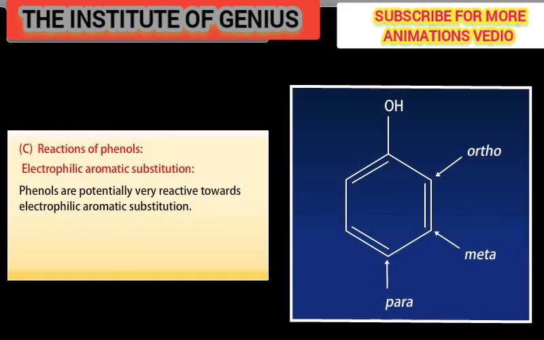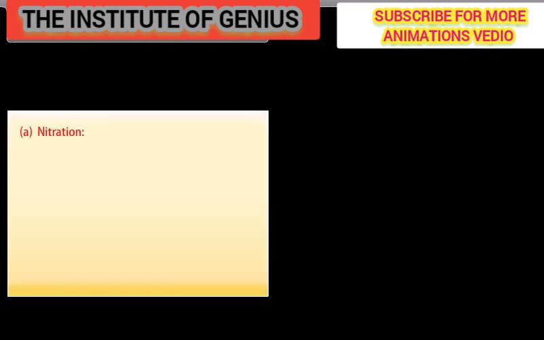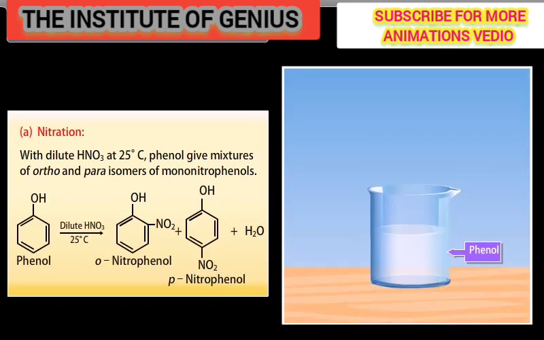Reactions of phenols. Electrophilic aromatic substitution. Phenols are potentially very reactive towards electrophilic aromatic substitution. This is because the hydroxy group is a strongly activating ortho-para-directing substituent. Nitration. With dilute nitric acid at 25 degrees Celsius, phenol gives a mixture of ortho and para isomers of mononitrophenols. On adding dilute nitric acid to phenol at 25 degrees Celsius, it forms ortho-nitrophenol and para-nitrophenol.